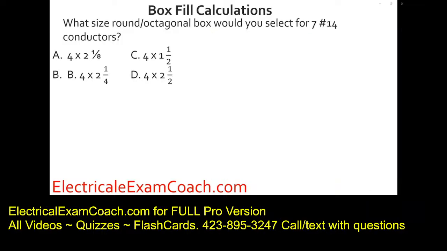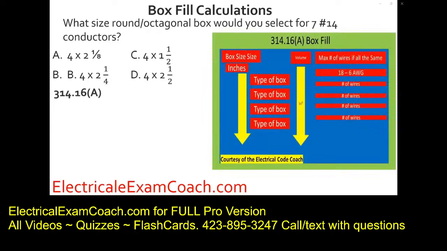What size round octagonal box would you select for 7 14 gauge conductors? We're going to head to table 314.16a. We're going to start here on the right hand side and we're going to find our gauge wire. Then we're going to come down and find a box that fits it and be sure when we cross over that we stay in the right category of box, and we're going to select C.